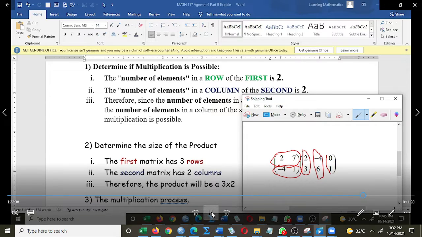You see how it's a little clumsy. Okay, so you have 1, 2, 1, 2, 3, a 2 by 3. So always associate the word row with first and column with second. When you're talking about multiplication, if multiplication is possible, then you talk about number of elements. You're counting the elements. 1, 2, 1, 2. Multiplication is possible because 2 elements in the row of the first, 2 elements in the column of the second. So multiplication is possible. What about the size?